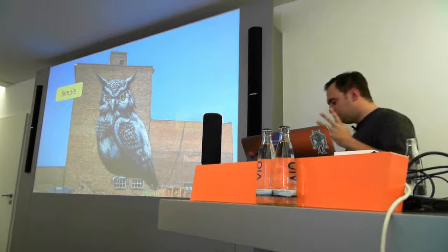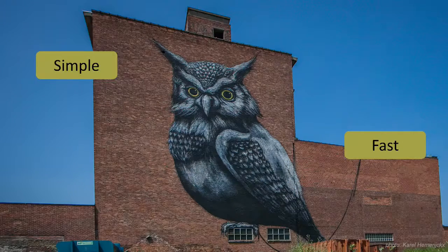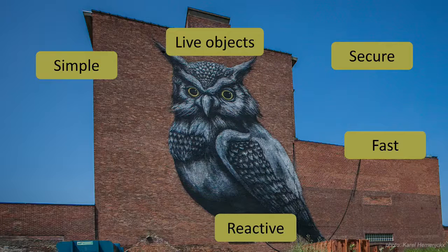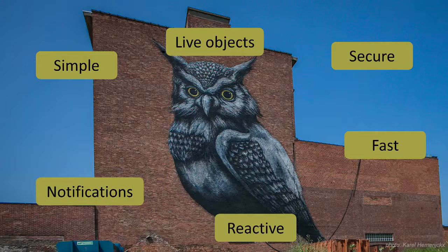So this Realm mobile database is a simple, fast, secure, and reactive local data storage with live objects. I'll show you just in a minute what we mean with live objects. And it also has the ability to listen for notifications on the database or on the objects themselves. I'm going to demo all these things in just a few seconds.